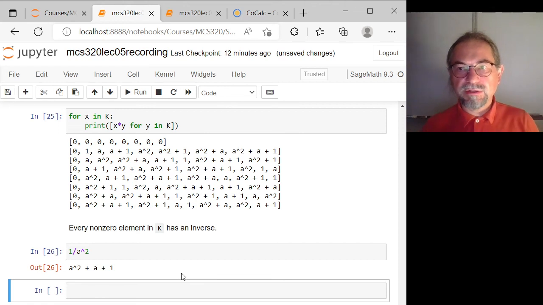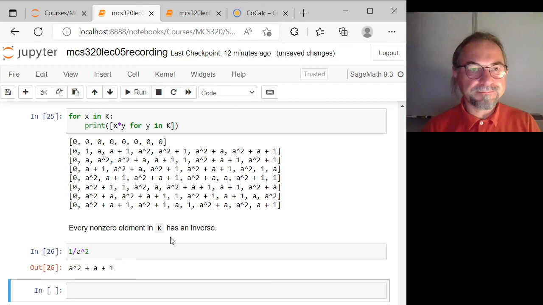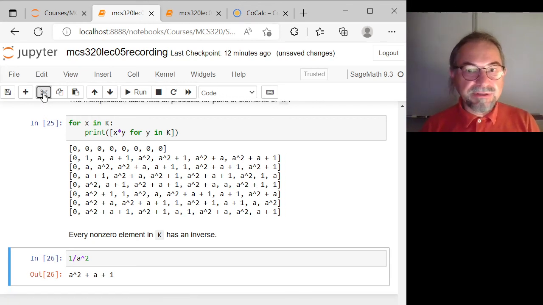All the elements that are different from 0, they form a group. And the entire K, with the plus and the multiplication, is what they call a field. Okay, so I hope this lecture was interesting.